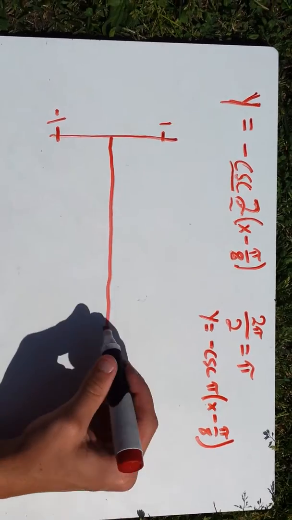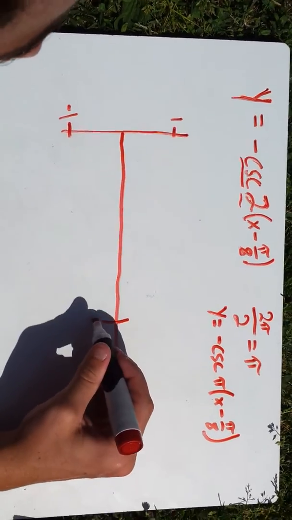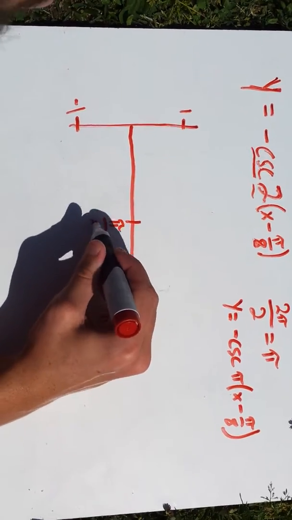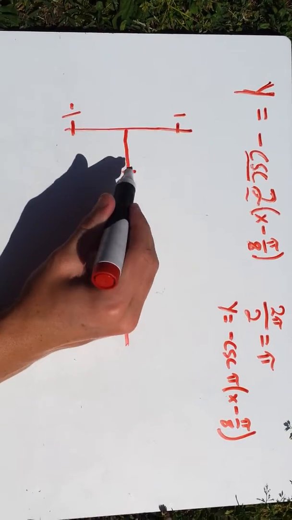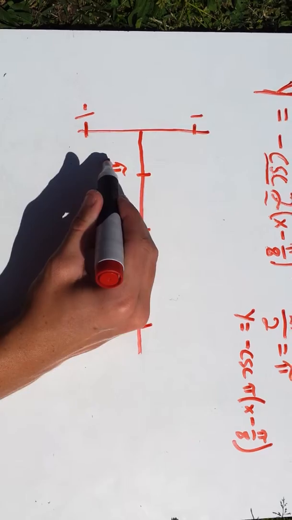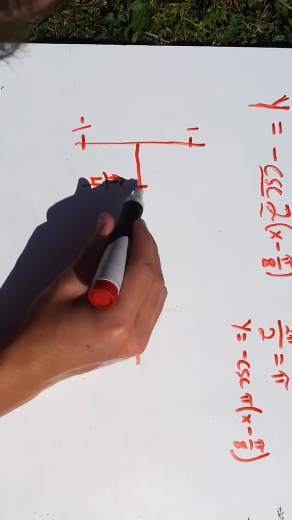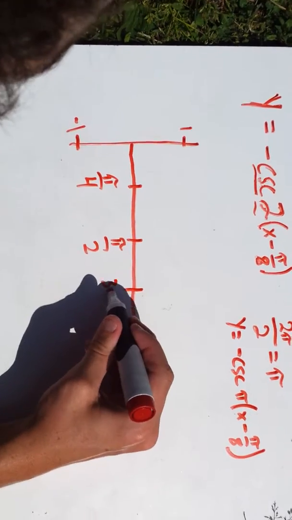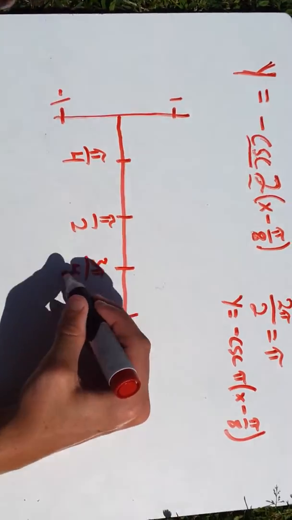We use our period to find our x coordinates. So pi, and you divide that by 2 to make pi over 2. You take a half of that to make it pi over 4. And then you take 3 times that to find your midpoint right there, which is 3 pi over 4.